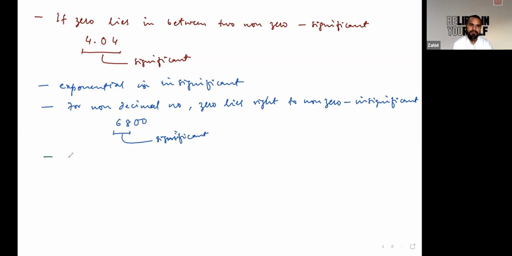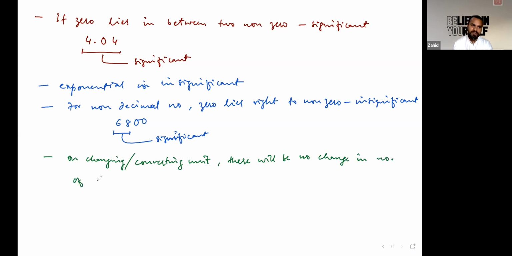There is another rule on changing or converting units. There will be no change in the number of significant figures. Just write it down till this part. I'm defining you some more rules of counting significant figures.